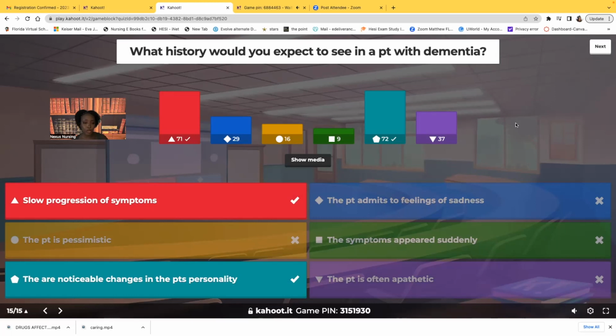Let's look at the wrong answer choices. Them being sad, them being pessimistic, them often being apathetic, having apathy. Those are signs and symptoms of what? Depression. Not dementia, depression. And the last wrong answer choice, the one that says symptoms appear suddenly, you see that in what? Delirium, not dementia. You guys did a wonderful job. All right, let's see how you did.